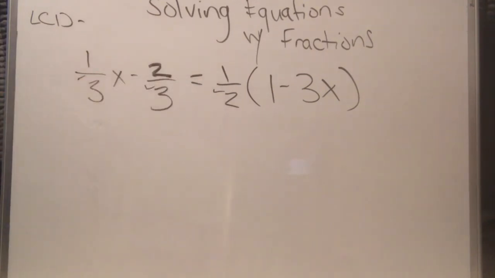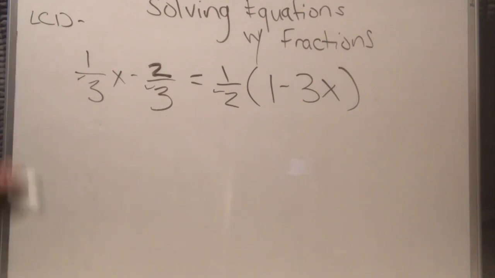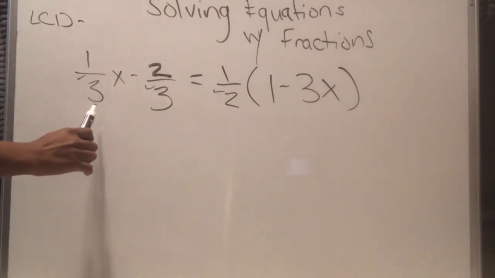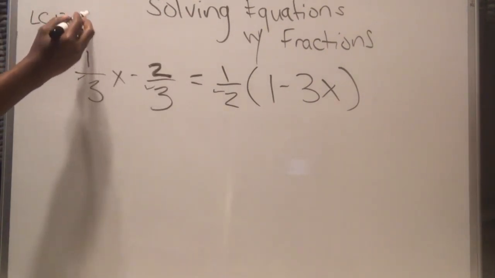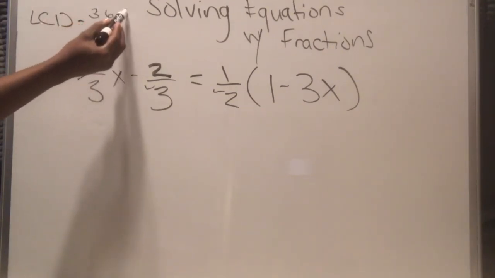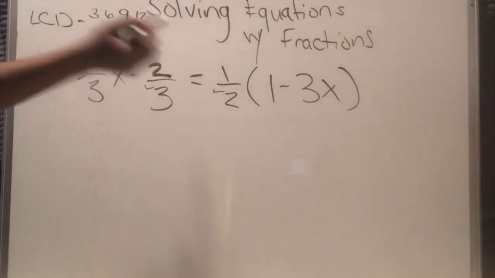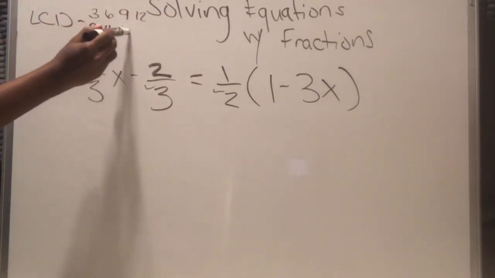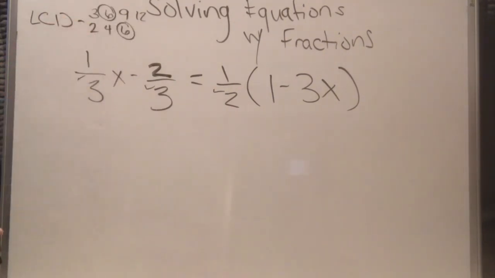And in order to find your LCD, you want to look at each of your numbers and find multiples of that number. So we have 3 and 2. The first one I'm going to start with is 3. I'm going to start with the larger number. 3, 6, 9, 12. Alright, and then with 2: 2, 4, 6. I'm going to stop right there because I know that 6 is right here and 6 is right here. So my least common denominator or lowest common denominator is 6.